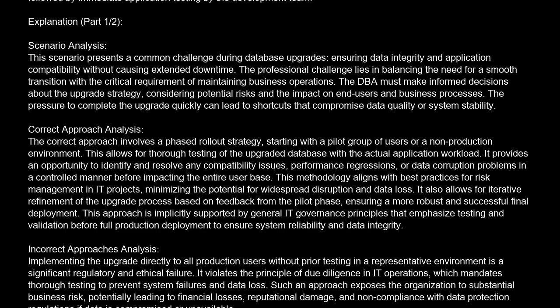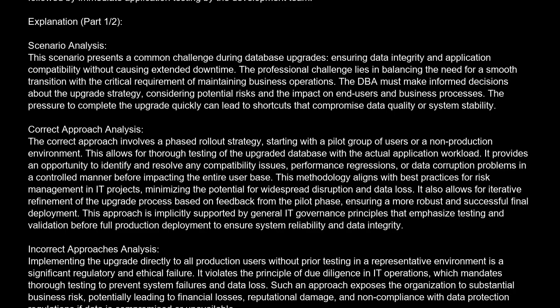Incorrect approaches analysis. Implementing the upgrade directly to all production users without prior testing in a representative environment is a significant regulatory and ethical failure. It violates the principle of due diligence in IT operations, which mandates thorough testing to prevent system failures and data loss. Such an approach exposes the organization to substantial business risk, potentially leading to financial losses, reputational damage, and non-compliance with data protection regulations if data is compromised or unavailable.